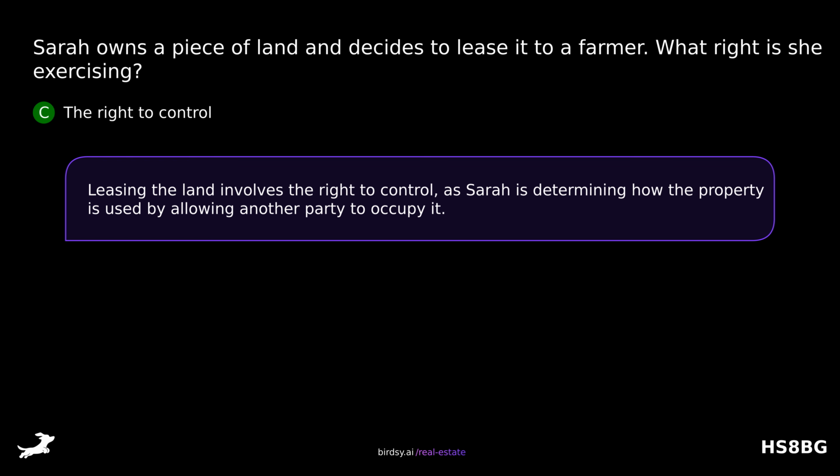Leasing the land involves the right to control, as Sarah is determining how the property is used by allowing another party to occupy it.